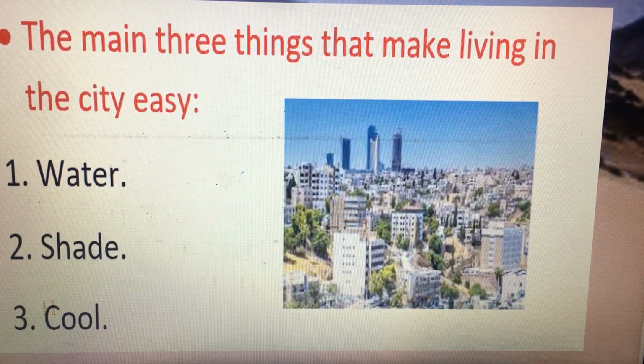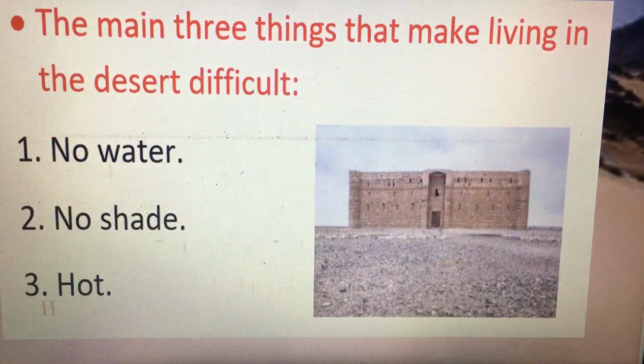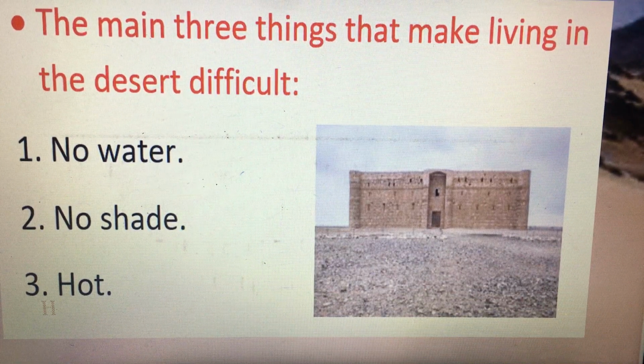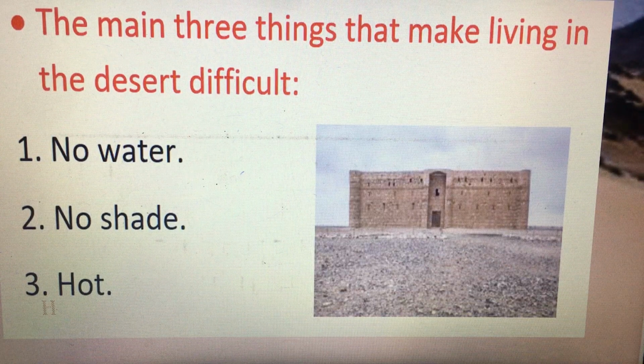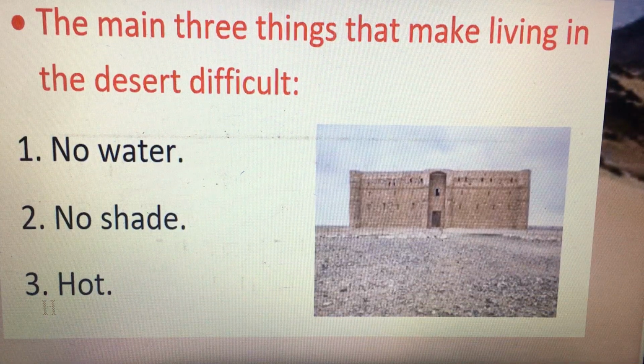Now, what about the weather in the desert? Actually, the weather in the desert is hot, and also there is no water and no shade, so living in the desert is very difficult. So the main things that make living in the desert difficult are that there's no water, no shade, and the weather is very, very hot. So we have finished the first lesson.